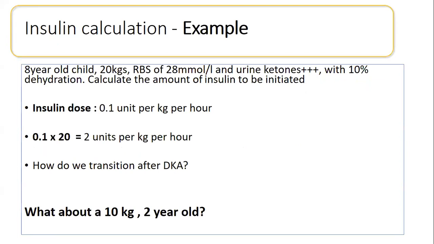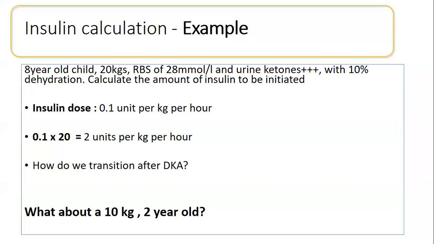Then insulin calculation. I just want us to calculate for this child, the same child. We said that if the child is more than 5 years, it's 0.1 unit per kg per hour. Our child is 8 years, so it will be 0.1 unit per kg per hour. So the T-sheet will read 2 units insulin per hour.